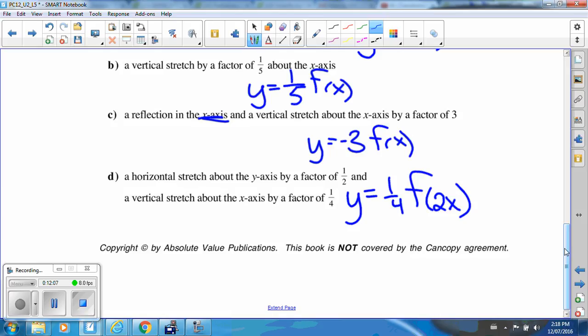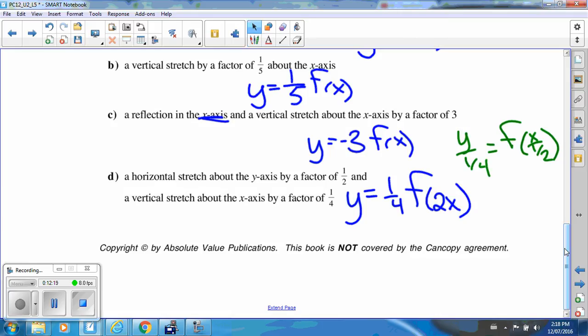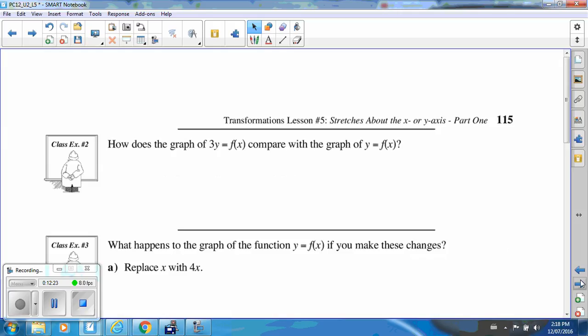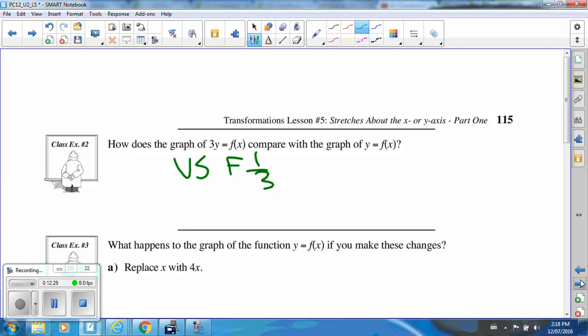1/4 out here. Again, personally, I would prefer to write this as y over 1/4 equals f at x over 1/2. Then whatever your factor is just goes in the denominator. I will accept all those on my things. This is going to be a vertical stretch by a factor of 1/3. We could see that too if we moved it over to this.